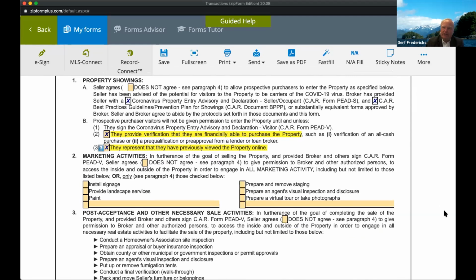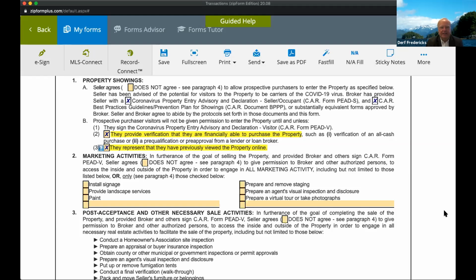And if you've been looking at any listings now, you'll see in the agent remarks where some of the listing agents are requiring this. They're saying, hey, send me the pre-approval, send me the PEAD-V, and we'll schedule that appointment. And I think that's a good way to handle it. It's different if the property's vacant. There's other exceptions out there. But for your typical residential home, this is a good way to handle it.